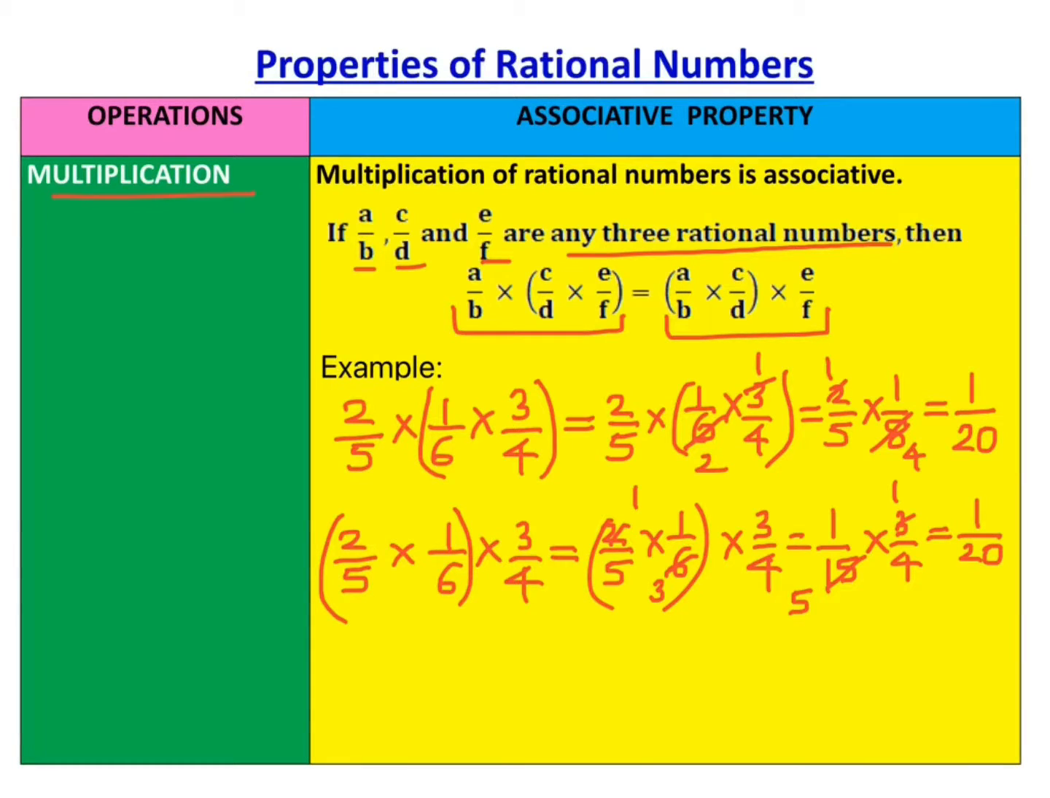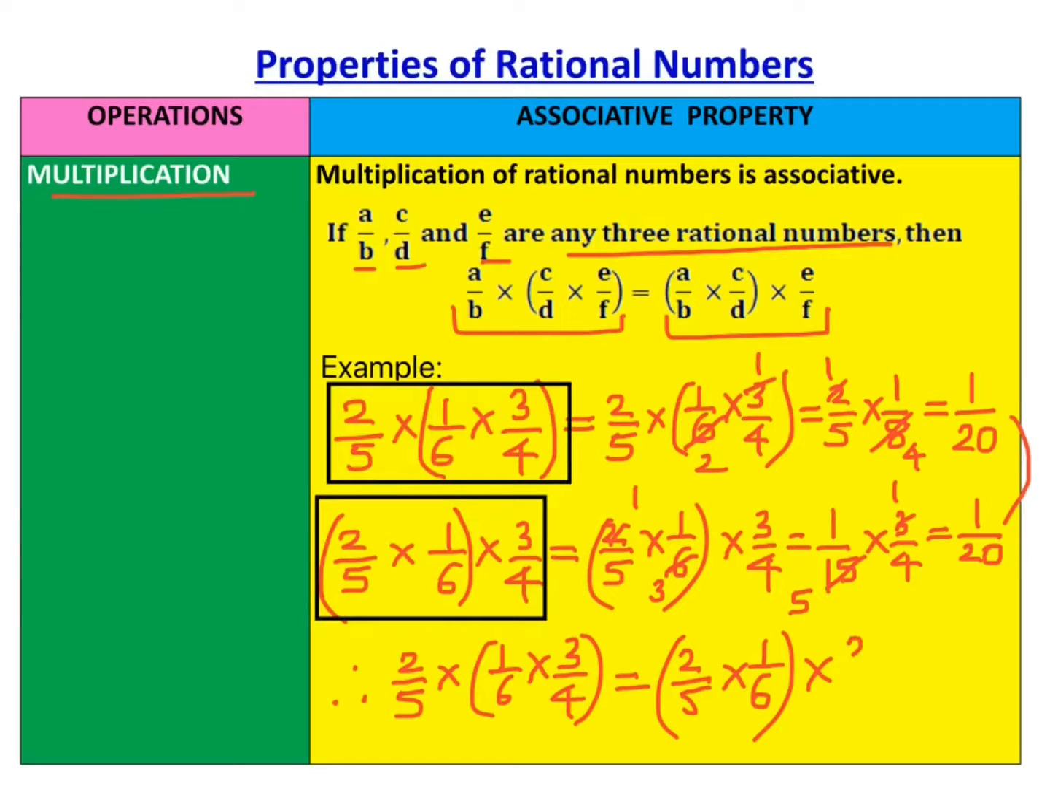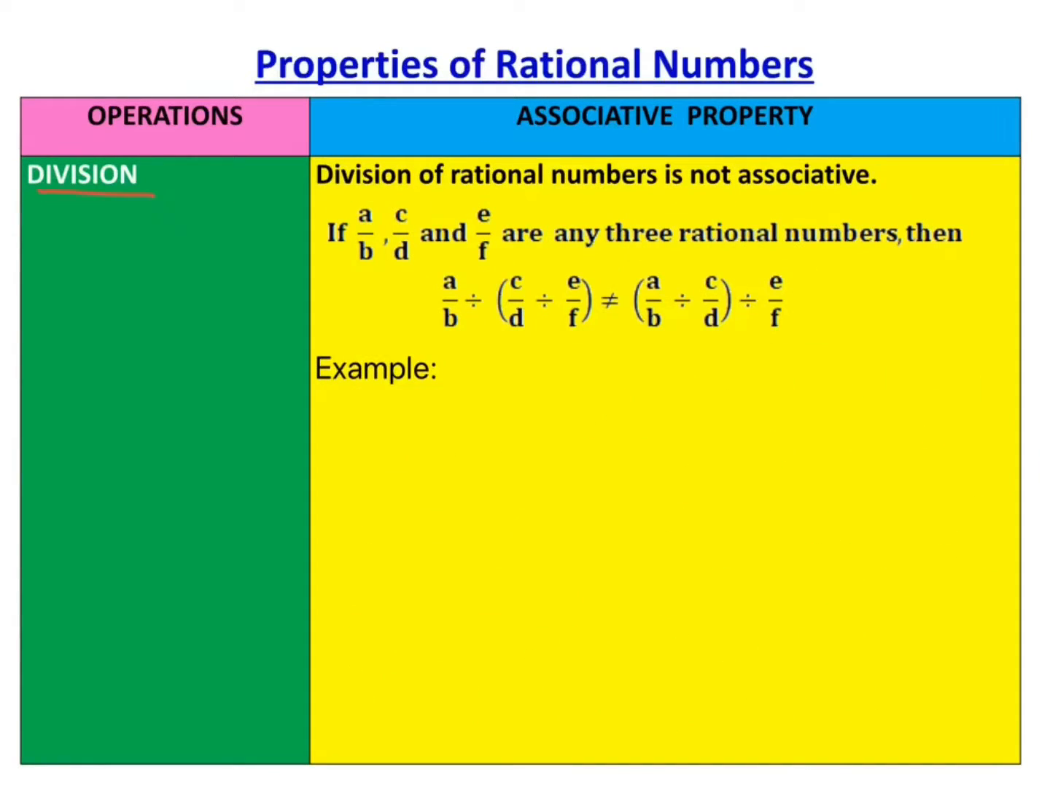Now you can see that while multiplying three rational numbers, if it is grouped in this way or in this way, the result is the same. Therefore 2 by 5 times 1 by 6 times 3 by 4 is equal to 2 by 5 times 1 by 6 times 3 by 4. Hence, multiplication of rational numbers is associative. Division of rational numbers under the associative property.